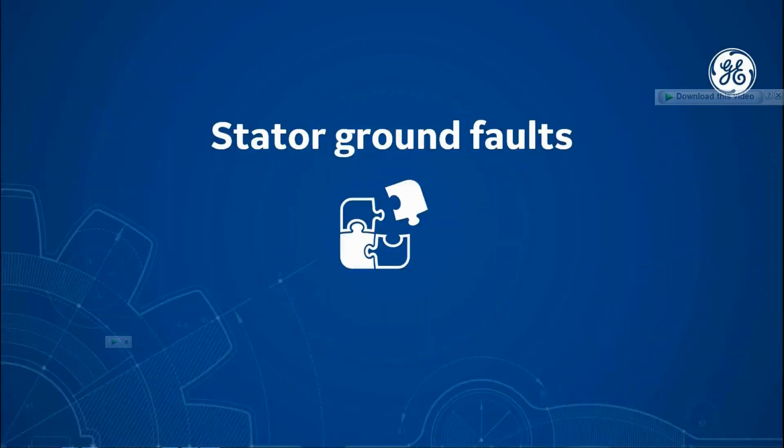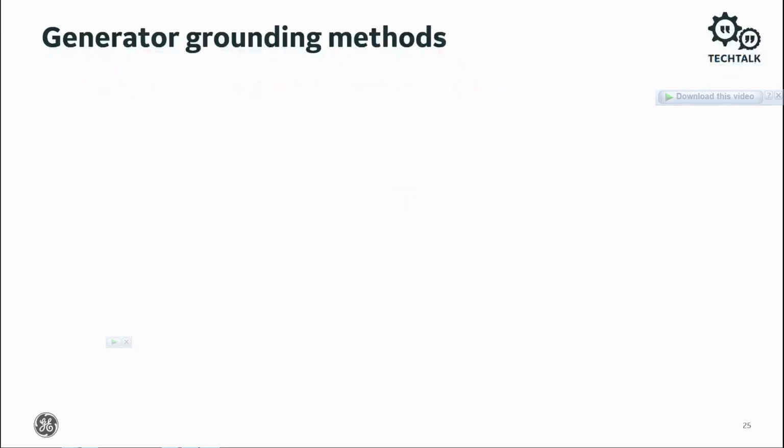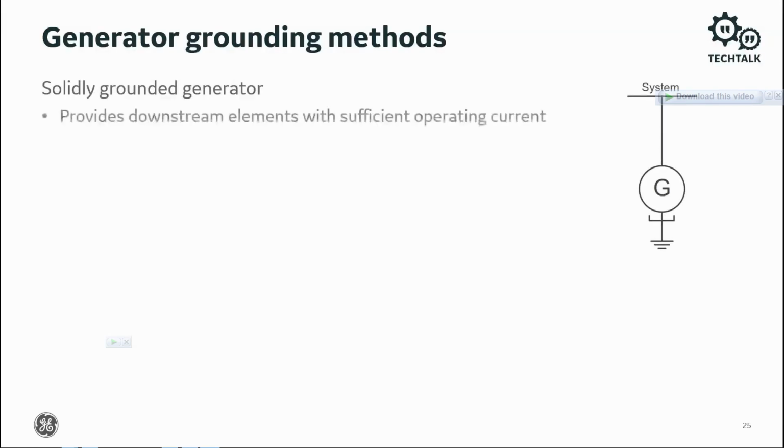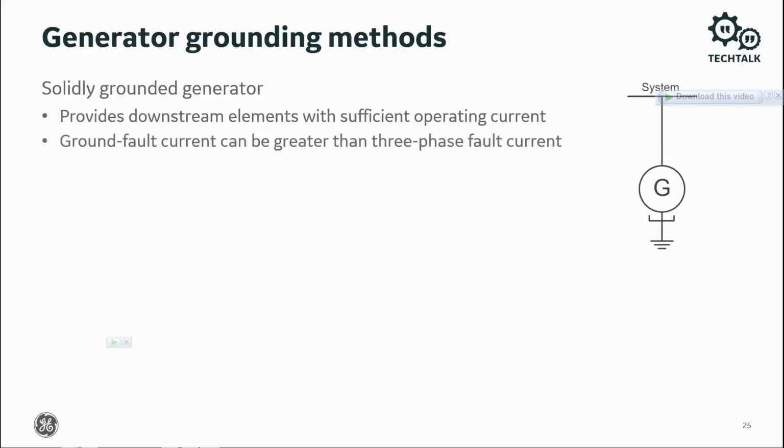Stator ground faults very near the neutral side terminals, the star point, are difficult to detect. Let's take a look at some methods for protection. The methods for detecting generator ground faults depend on the type of system grounding. A solidly grounded generator provides downstream elements with sufficient operating current. However, ground fault current can be greater than the three-phase fault current.